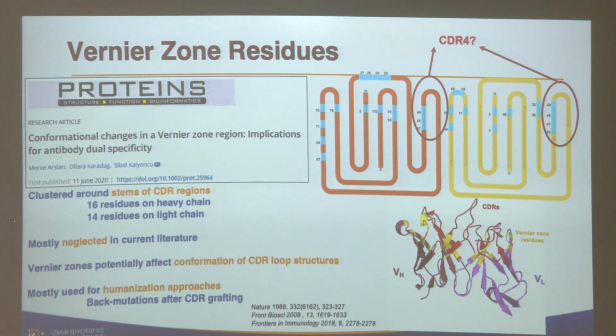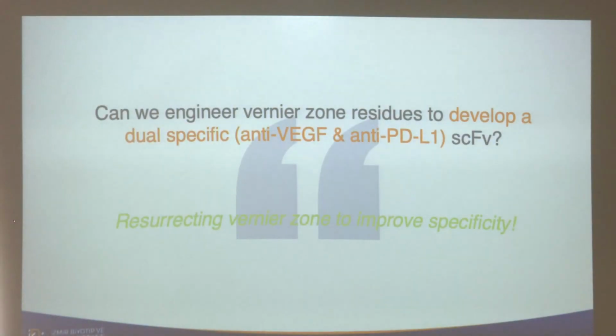And so basically, as I said, they are mostly neglected, but they can affect the conformation of the CDRs, which will affect the antigen binding. So in our study, we engineer a part of the Vernier zone residues, and we try to develop a dual-specific scFv.